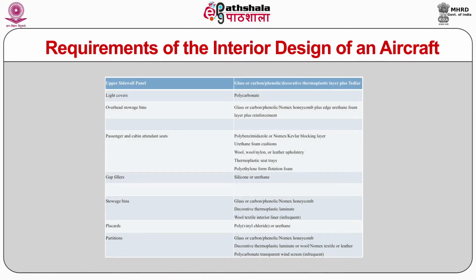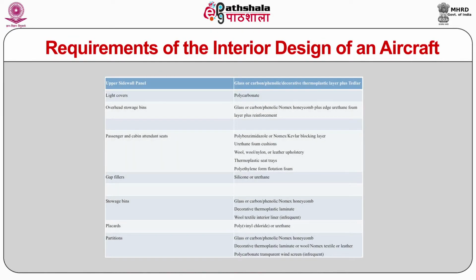Then for making applications like passenger seats and cabin, a polybenzimidazole or Nomex or Kevlar blocking layer is required. Then urethane foam cushions, wool or nylon or leather upholstery, thermoplastic seat trays and polythene flotation foam are required. In order to make the gap fillers, the materials required are silicone or urethane.